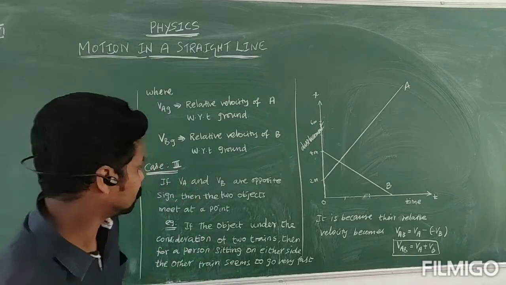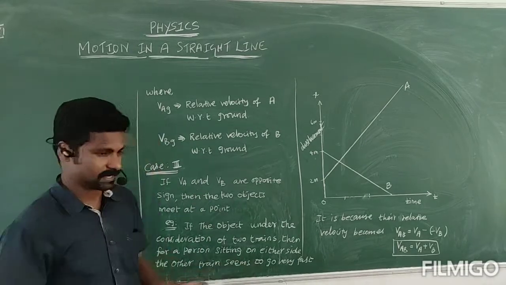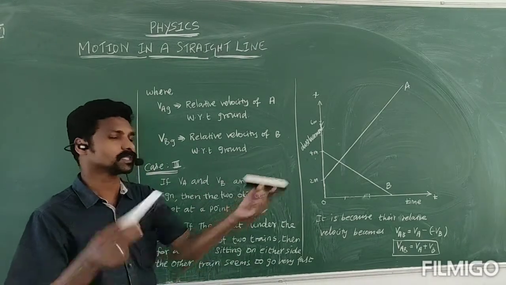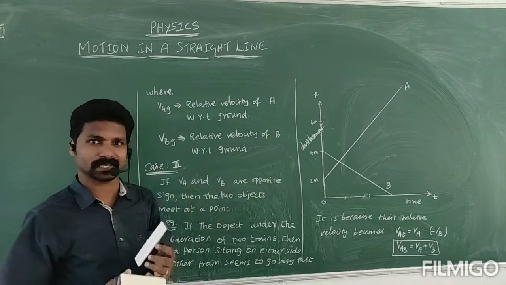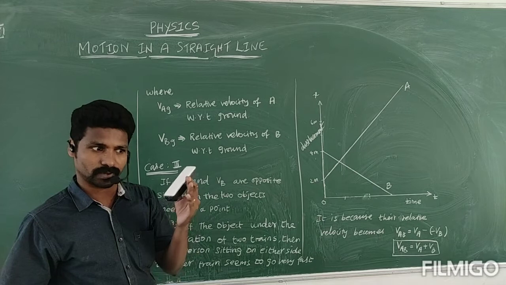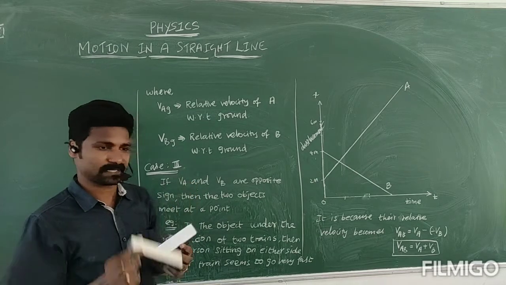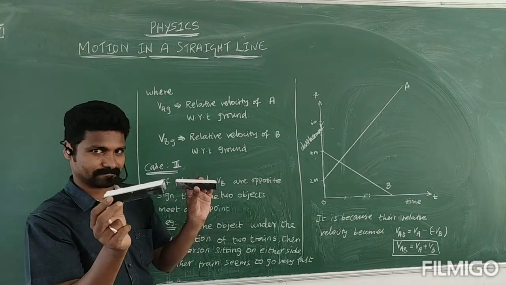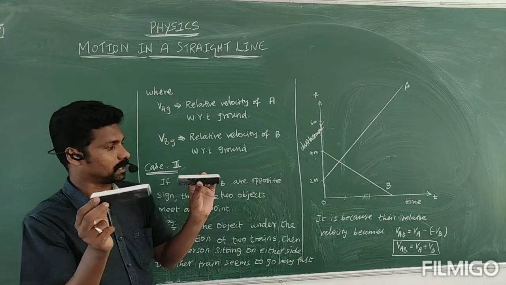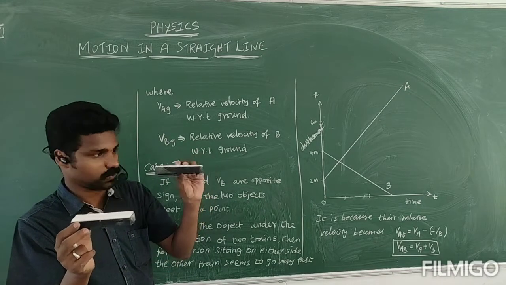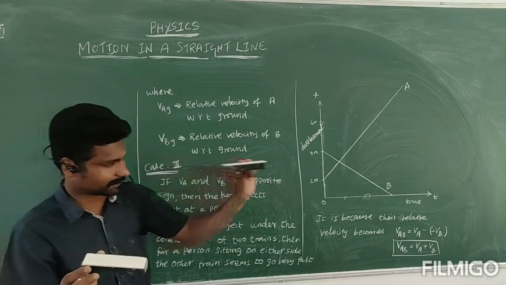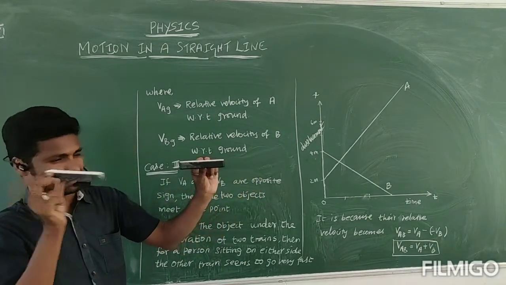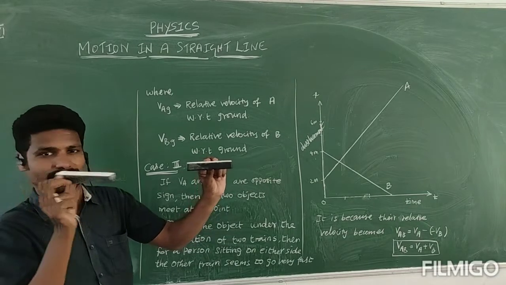Case 3: suppose we take two objects in the same area, VA and VB. Both will travel in opposite directions. You know very well, for example, bus A and bus B. Now you are sitting in bus A. Bus A is 50 km per hour, and bus B is 100 km per hour.